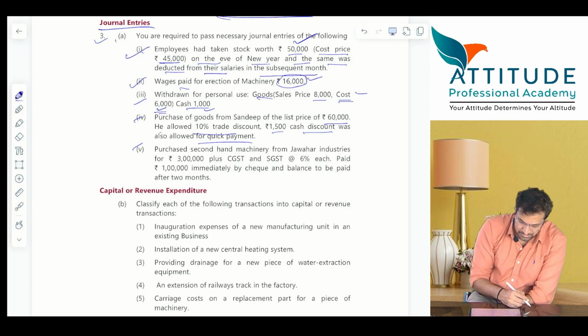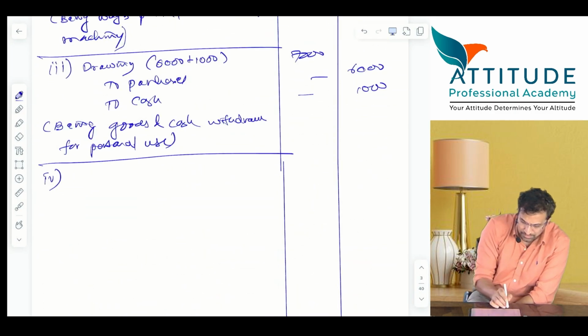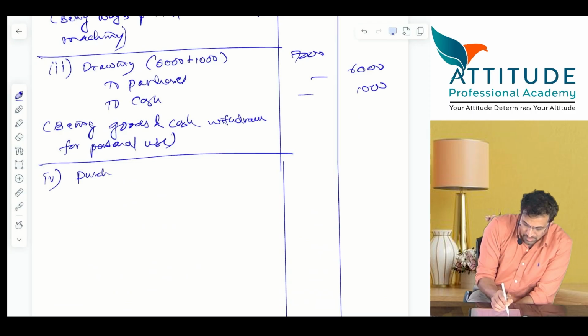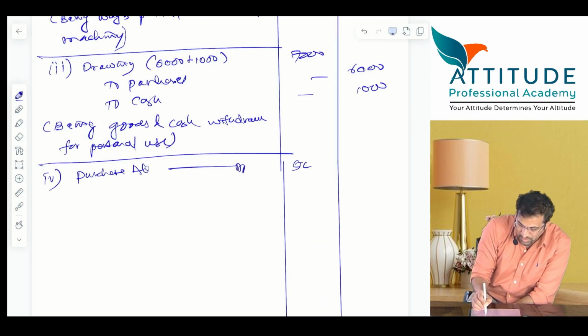Tell me. Entry bolo. Purchase account debit. How much amount? 54,000 बराबर है. To bank. Generally say bank 10,000 से ऊपर रहा तो.